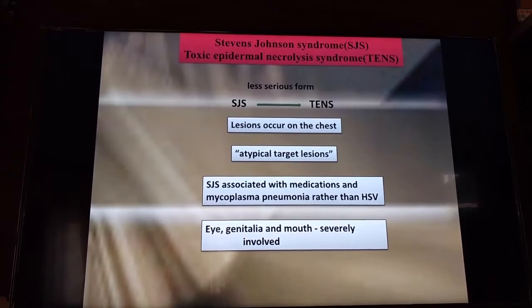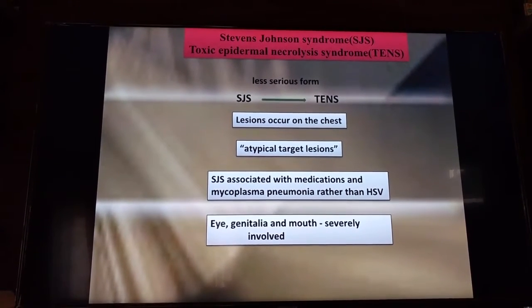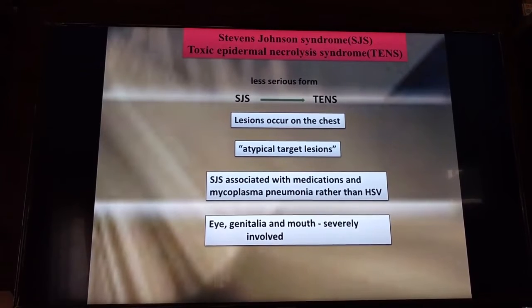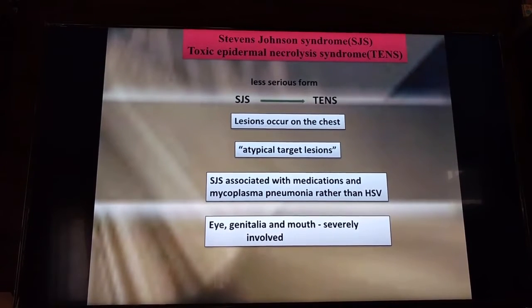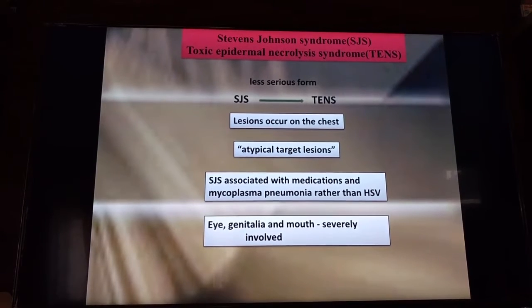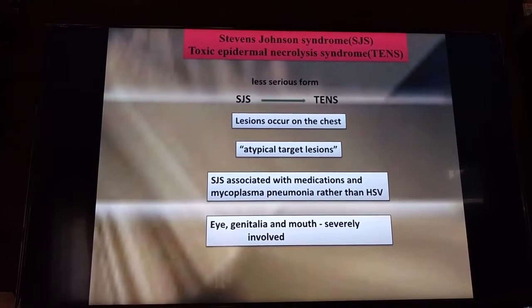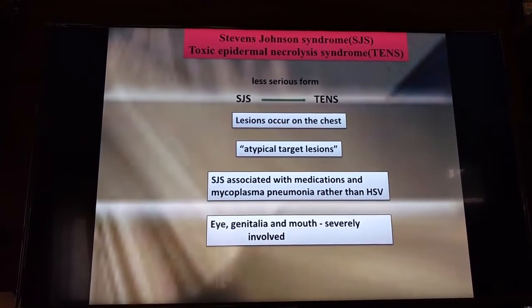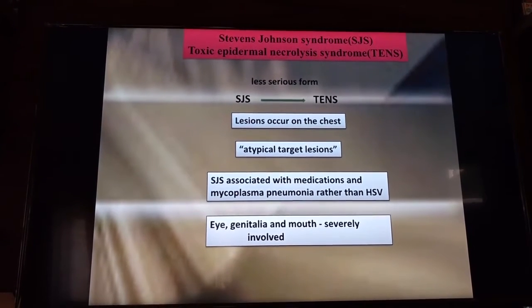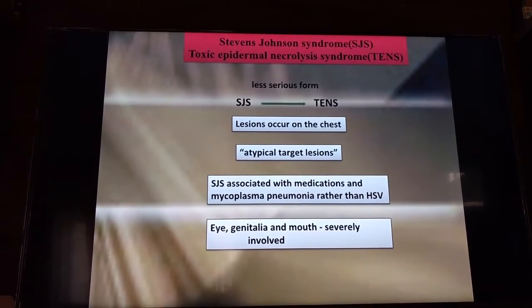Incidentally, as I was telling you, the management involves severe systemic corticosteroid therapy, at the same time intravenous immunoglobulin therapy, which can be given in the form of interferons, and sometimes even the drug thalidomide can be provided to patients with Stevens-Johnson syndrome and situations like that.